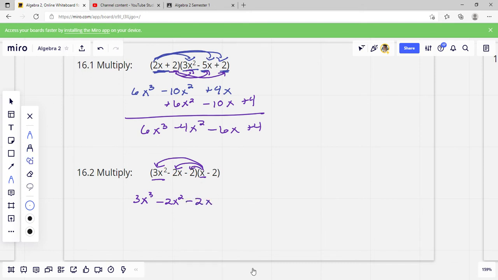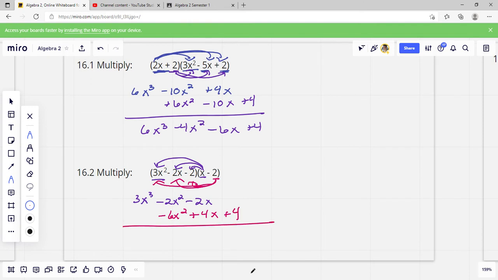Now I'm going to do my negative 2. So negative 2 times 3x squared would be negative 6x squared. Oopsie. Because that's a negative 2 times 3, so negative 2 times 3 is negative 6x squared. Now this next one is negative 2 times negative 2x, which would be 2 times 2 is 4, positive 4x. And then negative 2 times negative 2, which would be positive 4.